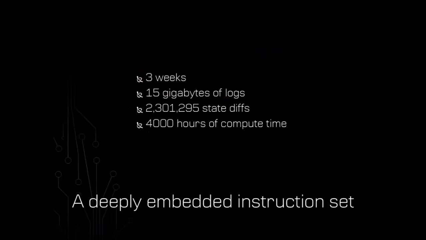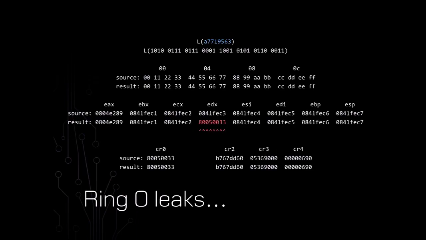So this thing ran for about 3 weeks. I collected 15 gigabytes of logs, about 2.3 million different state diffs, for 4,000 hours of compute time, in order to try to gather enough information to reverse engineer this unknown instruction set. So the very first thing I wanted to figure out after I collected this giant collection of logs was, is any of my theory correct? Am I actually able to circumvent ring protections through this embedded RISC core on the processor?